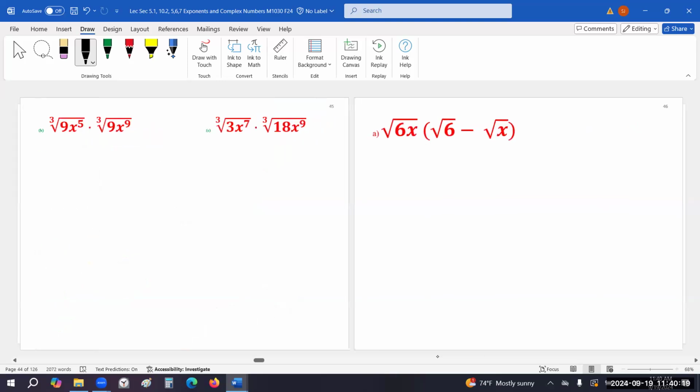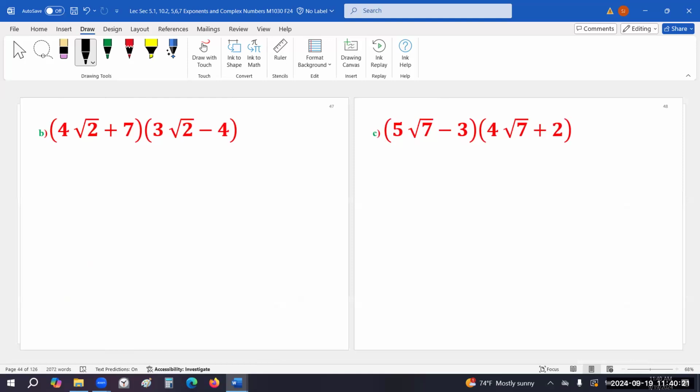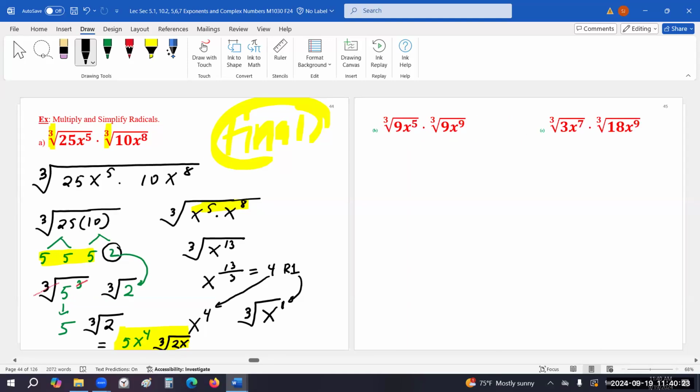Okay, what do you have next? Multiplication? Okay, let's do them together. So we put cube root of 9 times 9 and cube root of x to the 5 times x to the 9.